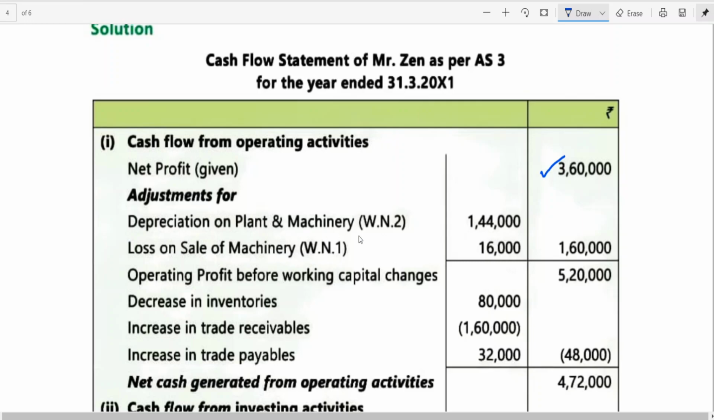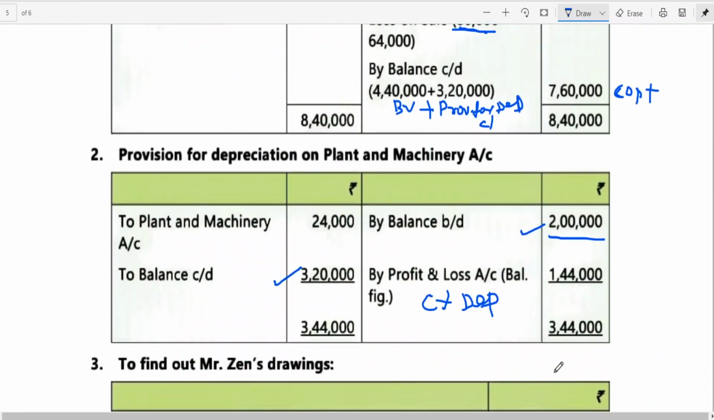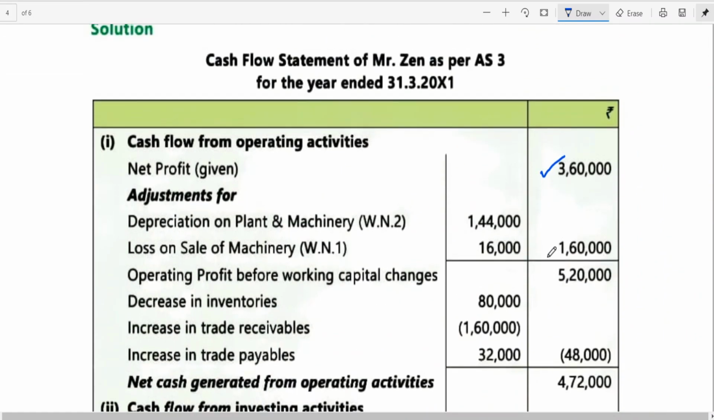Adjustment for depreciation on plant and machinery. This I already told you. Working note number 2, 1,44,000. That has been charged to the profit and loss account, because the net profit you get is after adjusting depreciation, and you want to find the operating profit before working capital changes. And I have told you which method we are following for this. Whenever net profit is given, we are following which method? Indirect method.